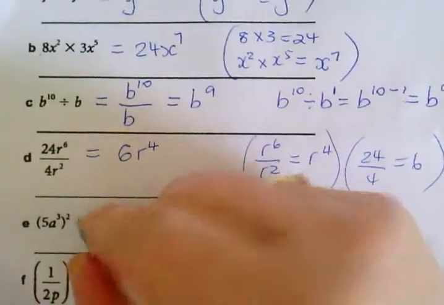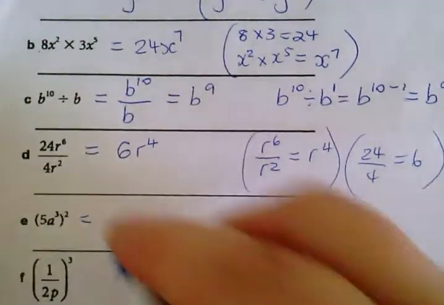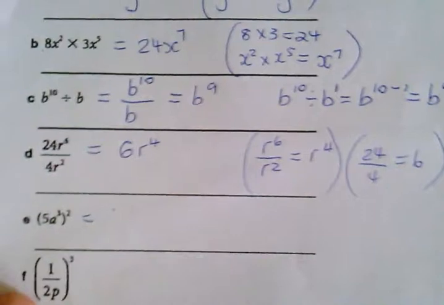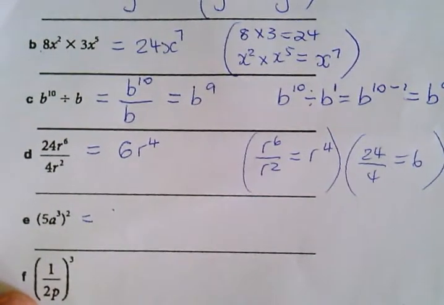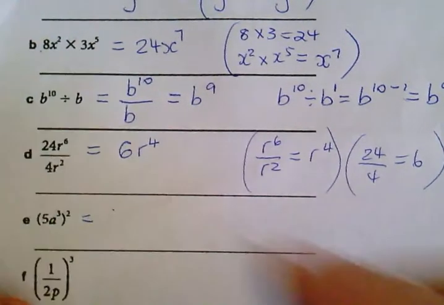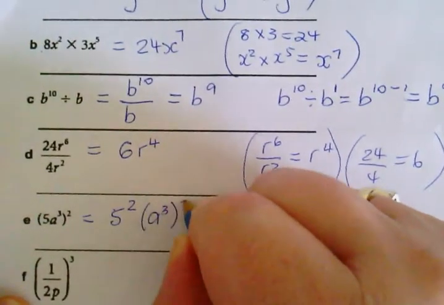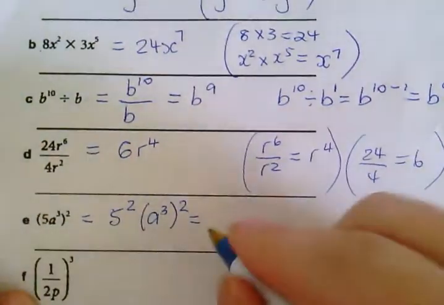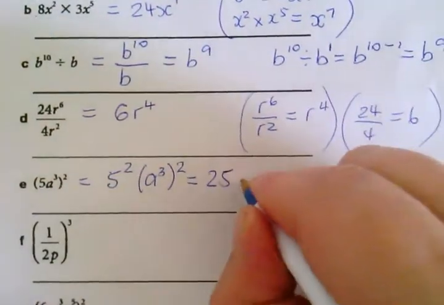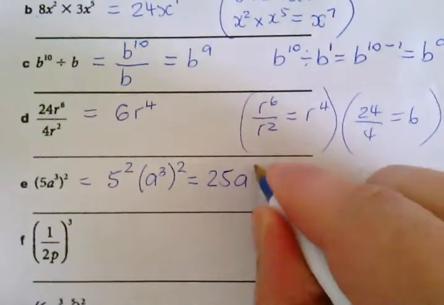The next one, be very careful. I need everyone checking their answers. The 5 is squared as well. Did you get 25? Not 10. It's 5 squared and then a^3 squared. They're both squared. 5 squared is 25. What's a^3 squared? a to the 3 times 2 is 6.